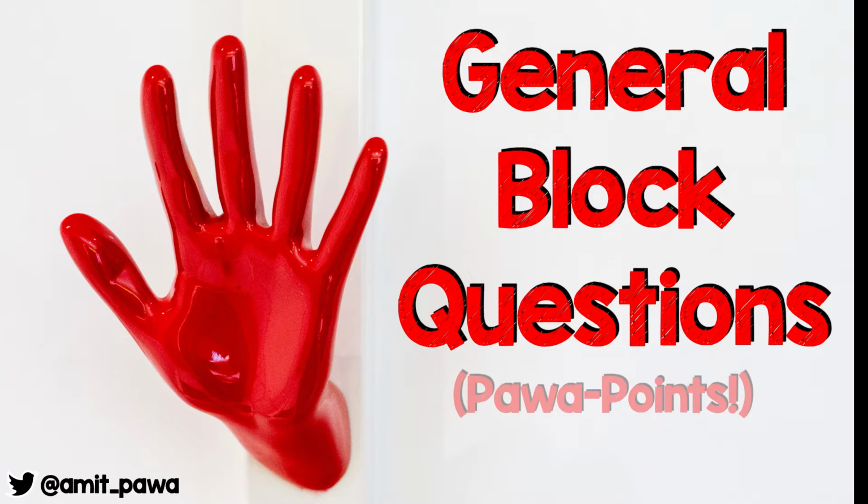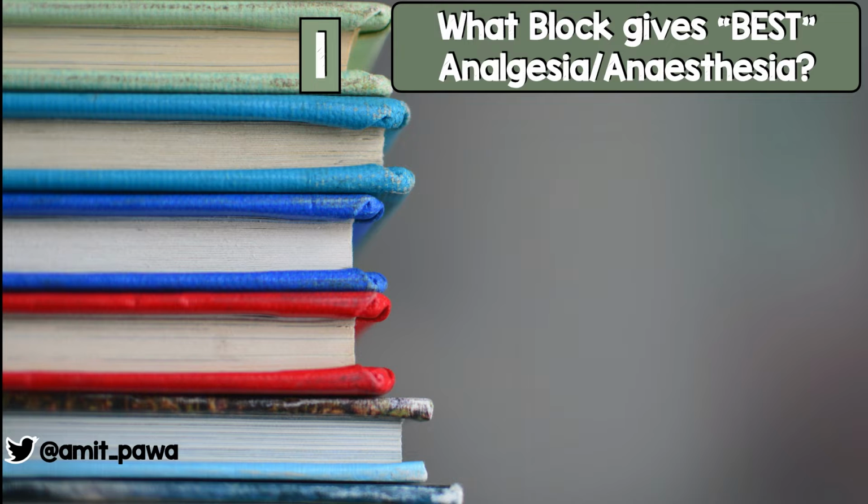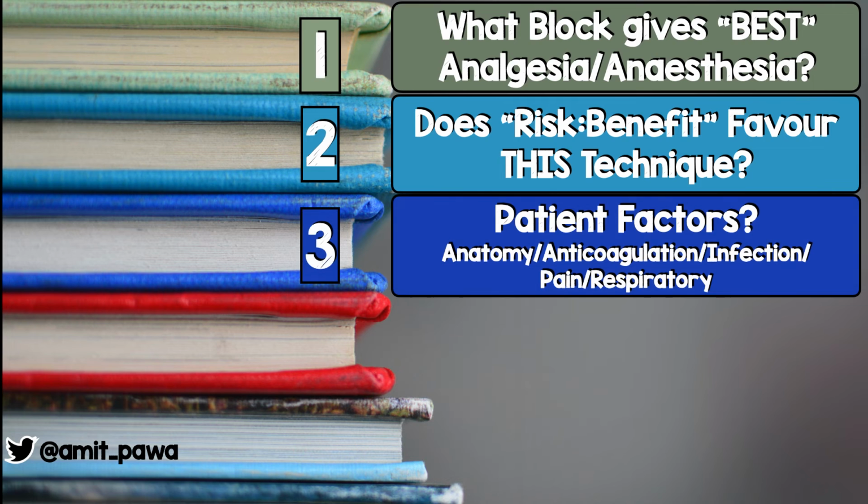How do we pick our blocks? And I'll refer you back to those general block questions, or PowerPoints as I call them, that you need to think about when you're performing any block. The first question you will need to ask is, what block gives the best analgesia or anesthesia? Having identified that, you need to think, does the risk-benefit ratio of that block favour using that particular technique? When you've decided what block you would like to perform and you think the risk-benefit ratio favours doing that, are there any patient factors that will alter your decision? Altered anatomy, anticoagulation status, infection status, or pain or respiratory issues?